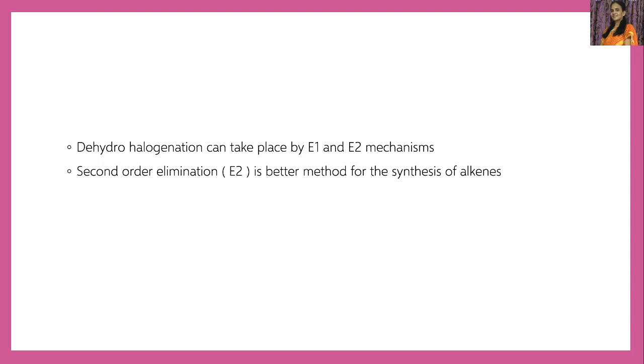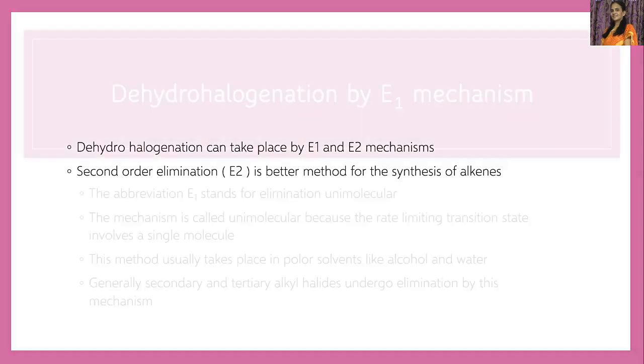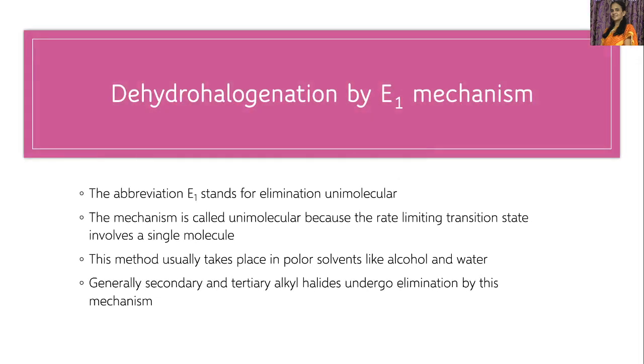So, an alkene is obtained from alkyl halides. The second order elimination, E2, is the better method for the synthesis of alkenes. From alkyl halides, the E2 mechanism is more preferred to prepare alkenes. Right. Now let us see both the mechanisms one by one.